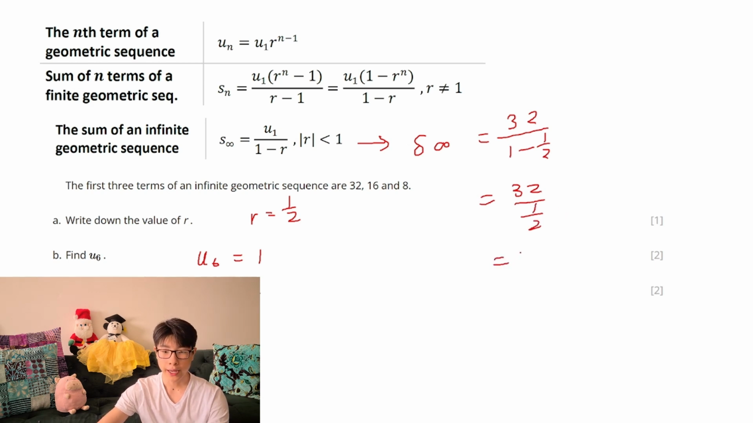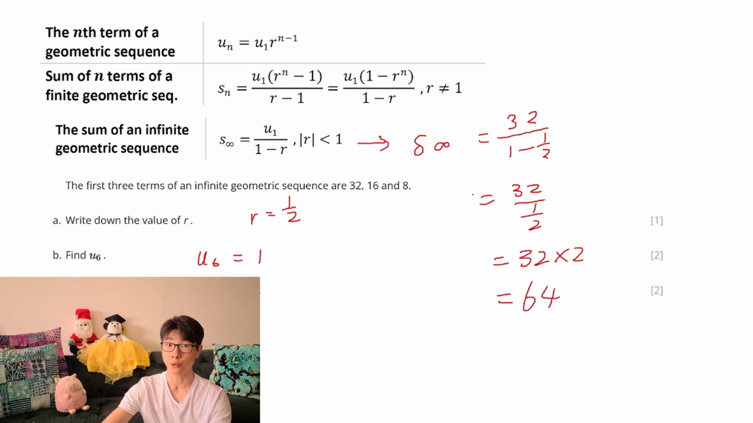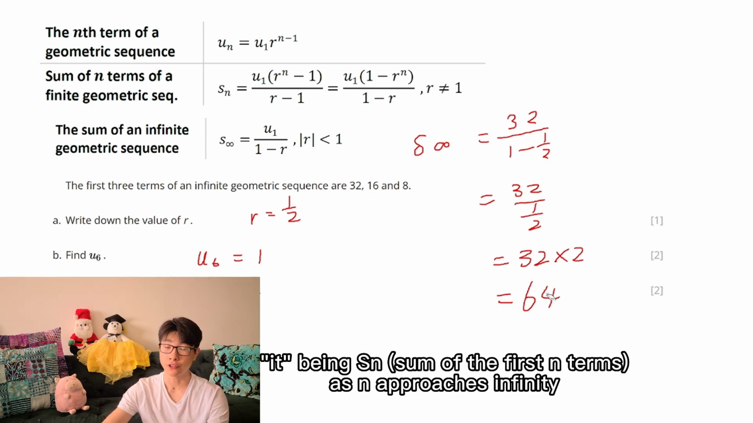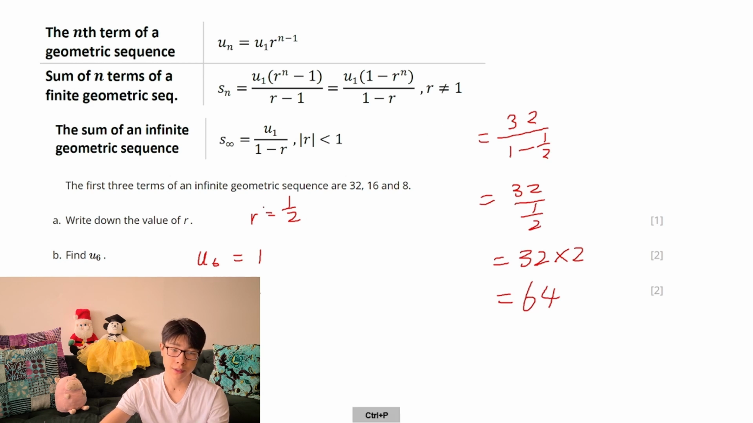Now, dividing by a fraction is the same as multiplying by its reciprocal, so we get S to infinity is 64. And that's the discrete value. So if we were to add up every single term in this geometric sequence, it would be 64, meaning it converges towards 64. And the reason it converges, again, is because R is less than 1. The absolute value of R is less than 1.